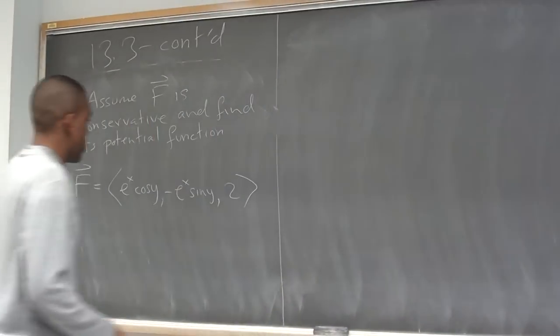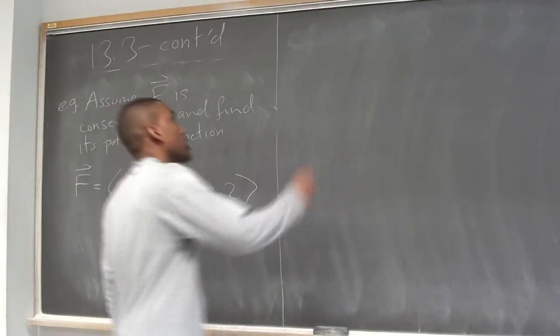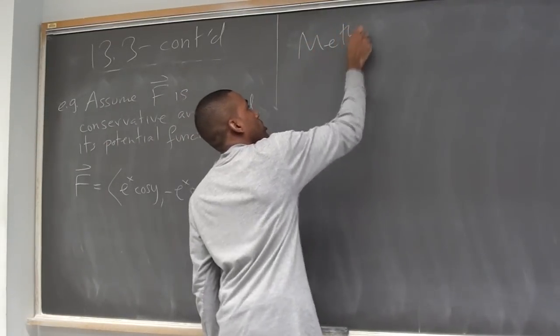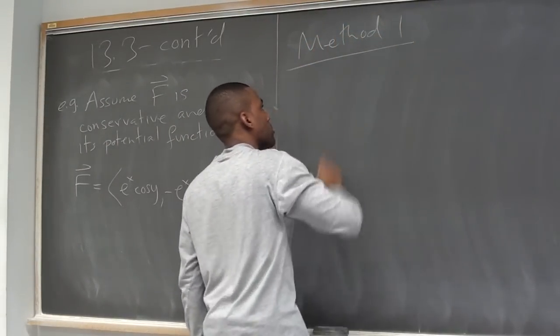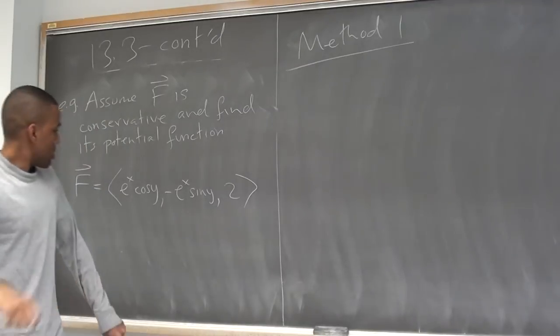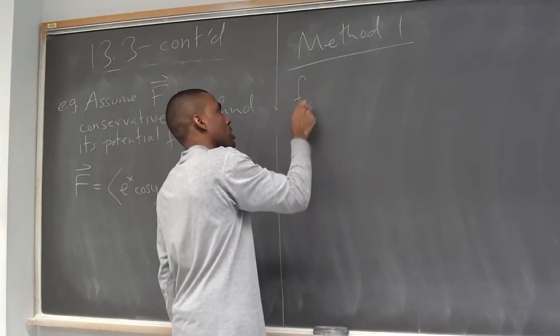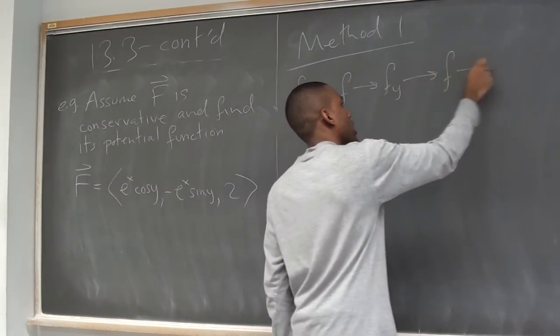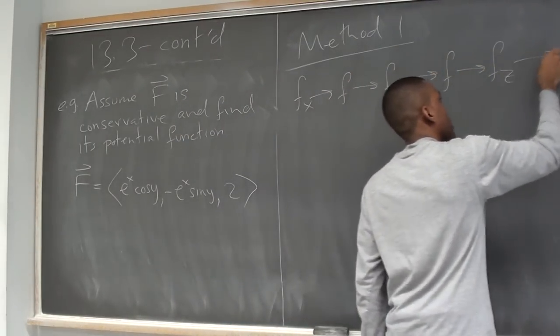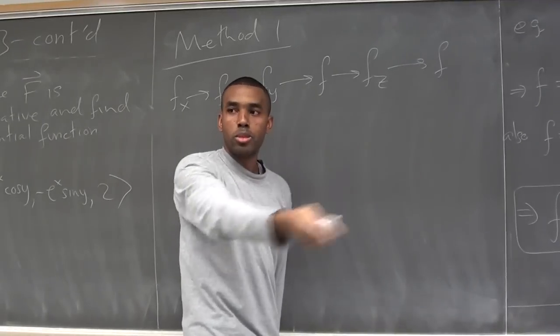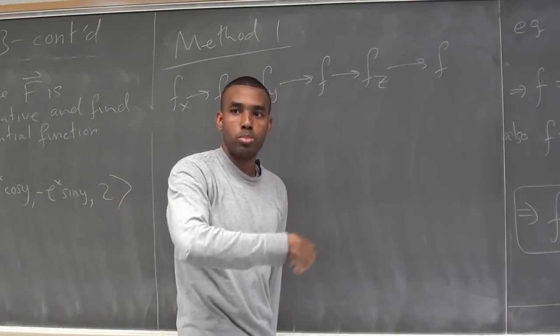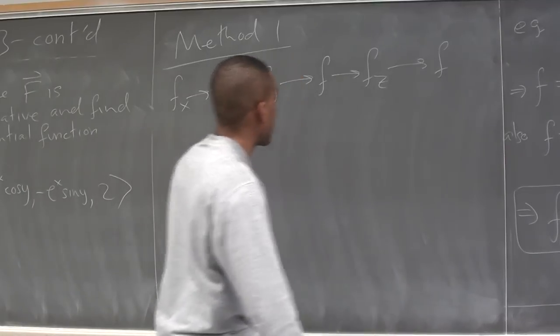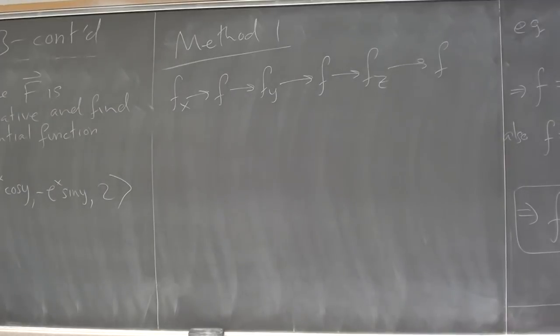Okay. So now we're going to do a three-dimensional function. Let's talk about method 1. In method 1, we're going to do a very similar thing. Fx, go to f, then go to fy, then go back to f, then go to fz, then go back to f. You basically have to cycle through all the partial derivatives there are and keep jumping back and forth between that and the function. So that's going to be the method.